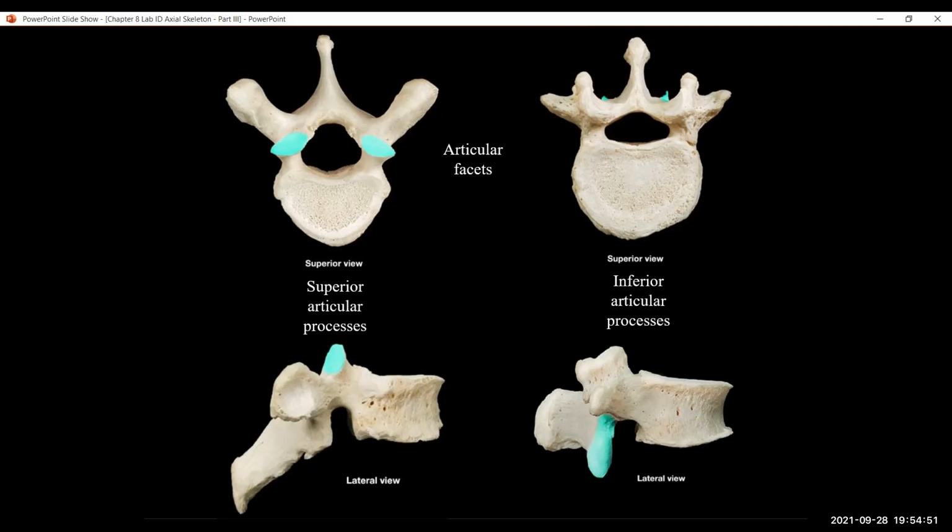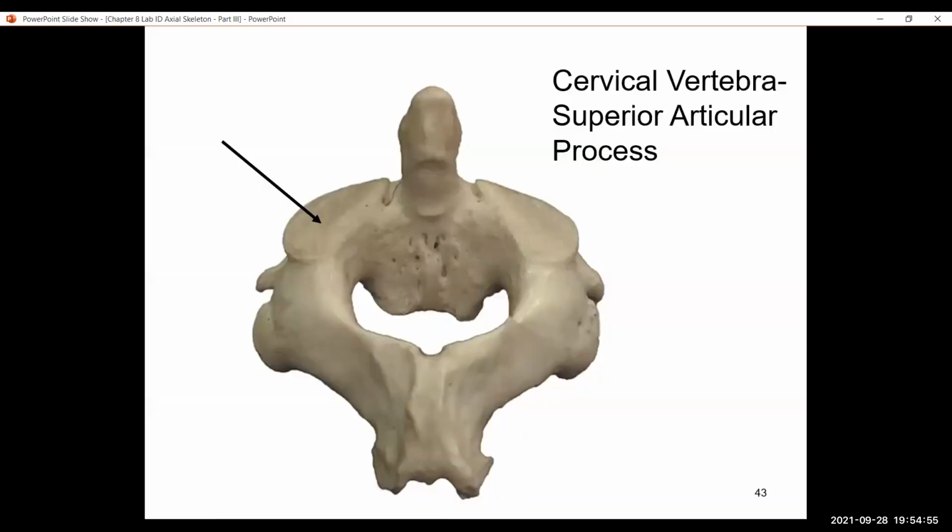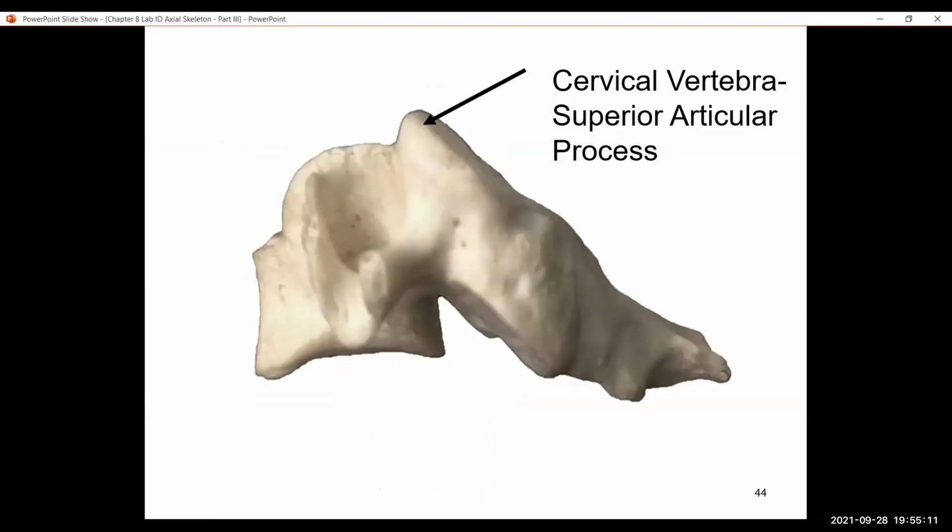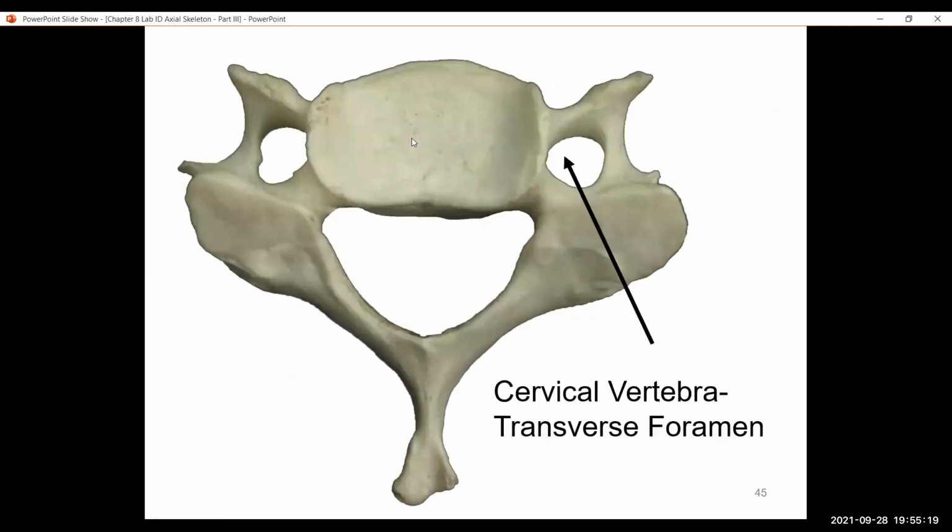Okay, so facets should be smooth, they should be flat. Here is just the C2, and you notice there's the superior articular process. Now, specifically, that arrow is pointing to the facet. So if you put down superior articular facet, you wouldn't be wrong. This one here is showing the superior articular process because it's coming off of the superior portion of our vertebra.